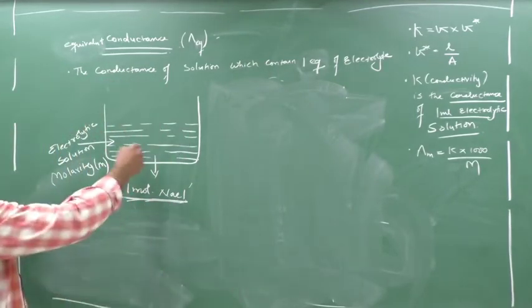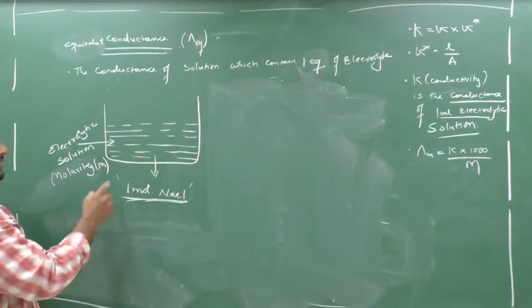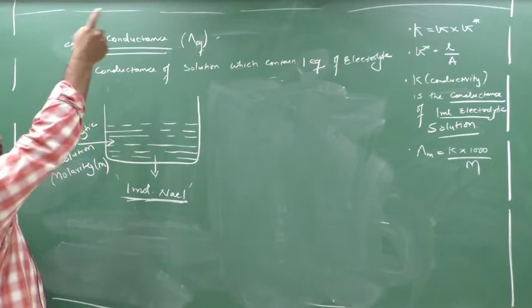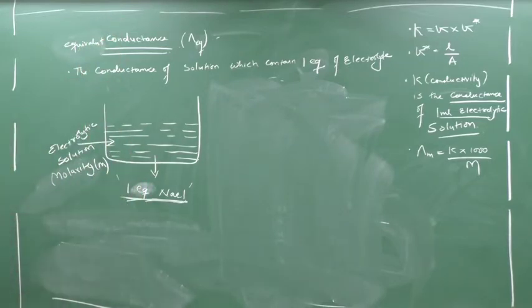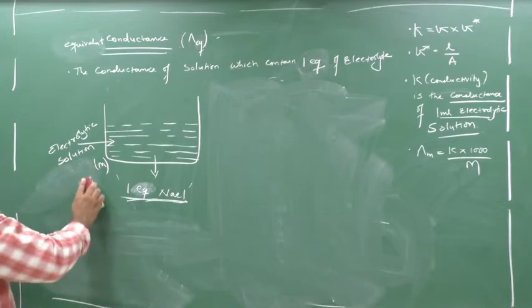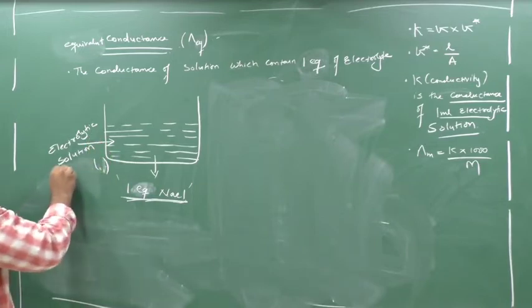Now same concept. I am taking one beaker. Here I am filling the electrolytic solution in which there was 1 mole of NaCl, because it was molar conductance. Now how much? 1 equivalent of NaCl. Whenever equivalent comes, what will come? Normality. So instead of molarity, I am taking normality N here. Clear?